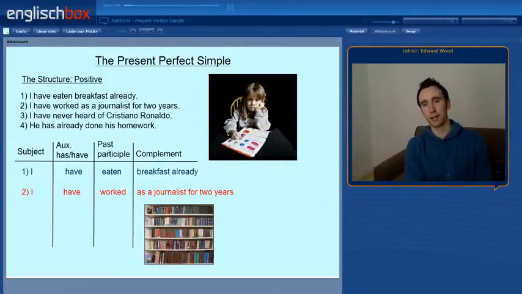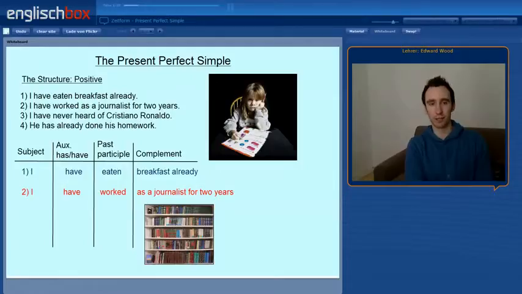We have 4 example sentences on the board. Number 1, I have eaten breakfast already. Number 2, I have worked as a journalist for 2 years. Number 3, I have never heard of Cristiano Ronaldo. Number 4, he has already done his homework. These are all sentences in present perfect simple, and all in positive.